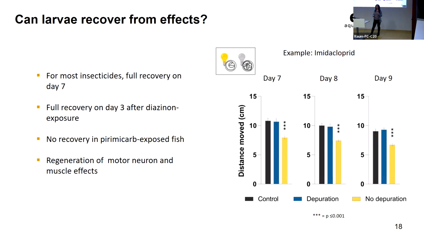And then we were interested in whether larvae can recover from these effects. We were actually quite surprised to find that most insecticides fully recovered already 1 day after we put them in a chemical-free medium. You can see this here, the depurated larvae come back to control levels. One insecticide, thiazinone, exposed larvae needed 3 days to recover, and pyrimicarb exposed fish did not recover at all during these 3 days of depuration. We also looked at whether muscle and motor neuron effects regenerated, and we also found a regeneration there.